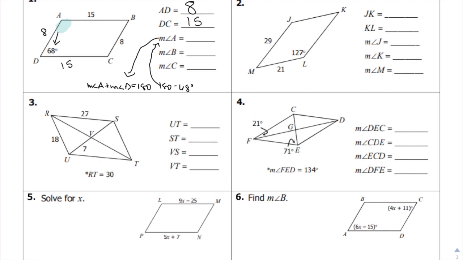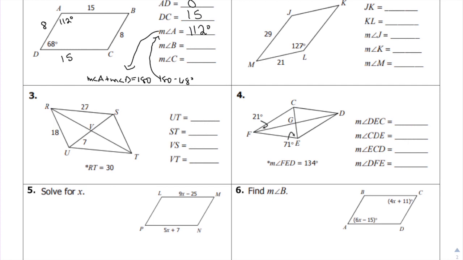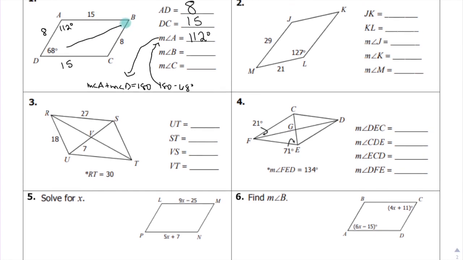Okay, 112. From here, it's smooth sailing. Easy sailing, that's not a phrase. Okay, so here's angle B. What's opposite of angle B? Angle D. Do we know that measure? Yes, we do. Because angle D is 68, angle B has to also be 68. Opposite angles are congruent.